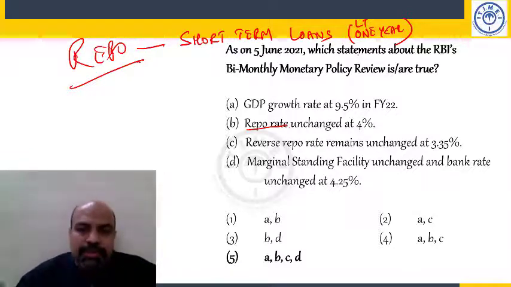Okay. Last point under MSF, minimum amount: rupees 1 crore.